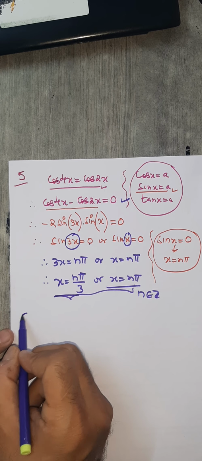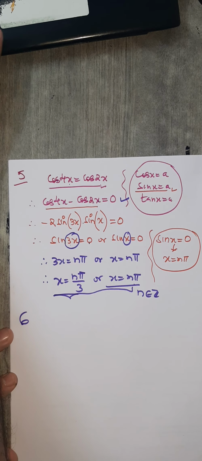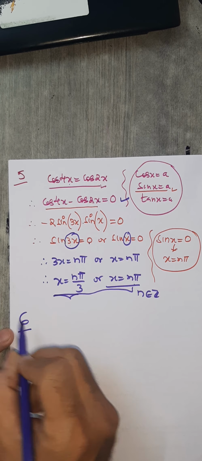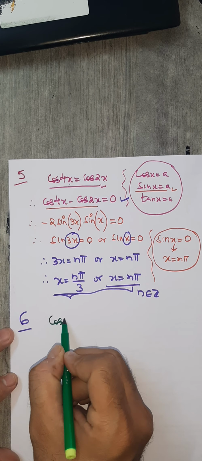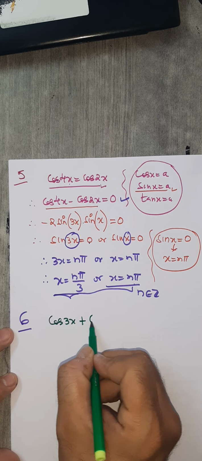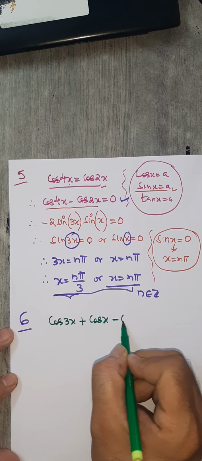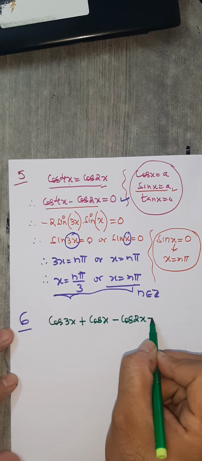Now next question, question number 6. Let's do that, what it says. Question number 6 is about cos 3x plus cos x minus cos 2x equals 0.